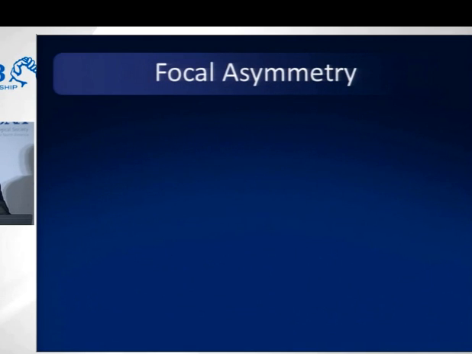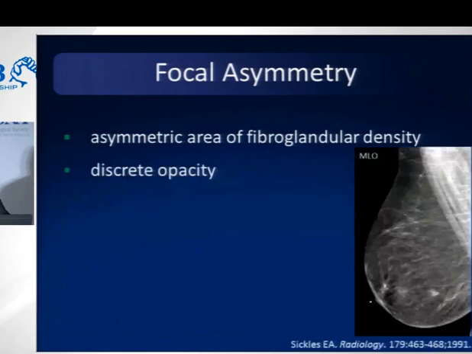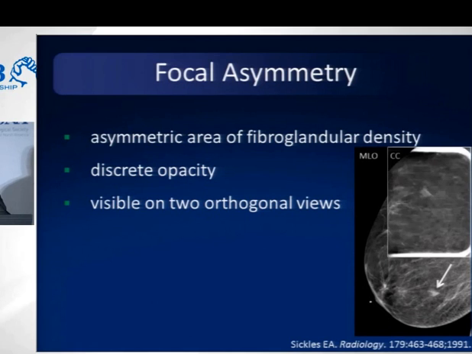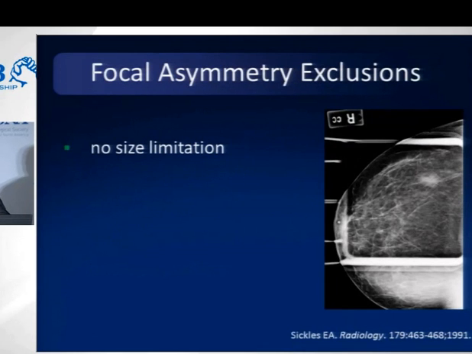All right, moving on from calcifications and masses to focal asymmetries. So a focal asymmetry, as we've already discussed, is an asymmetric area of fibroglandular density. It's a discrete opacity that you can see on two orthogonal views. So you can see it here on the MLO view, and there it is on the CC view. So that's a focal asymmetry. It has concave outward margins, interspersed fat. Again, there are no size limitations when it comes to following a focal asymmetry as long as it meets all the rules for probably benign.